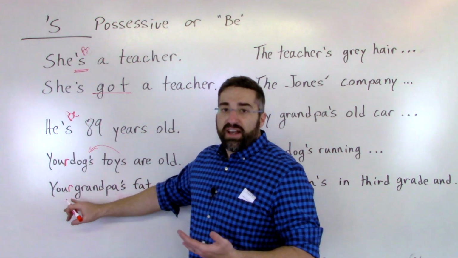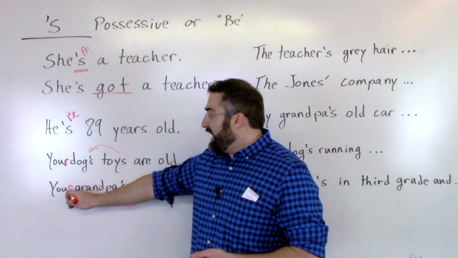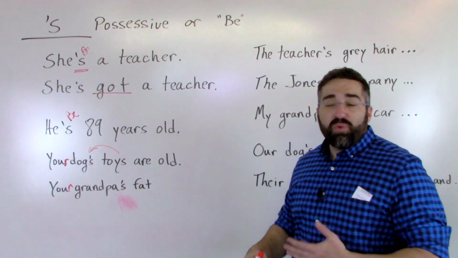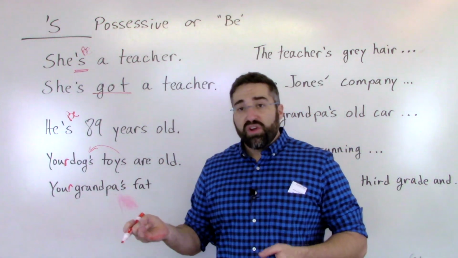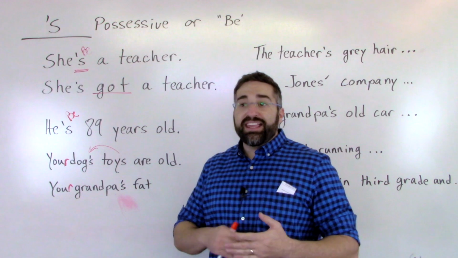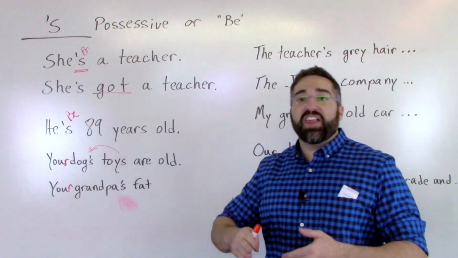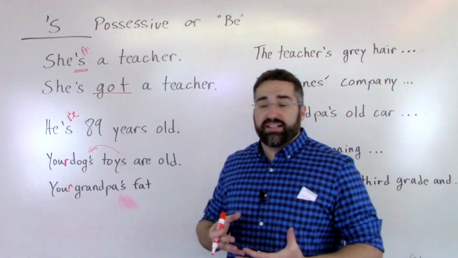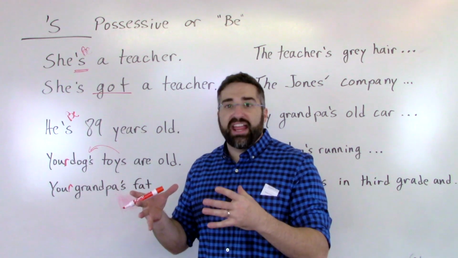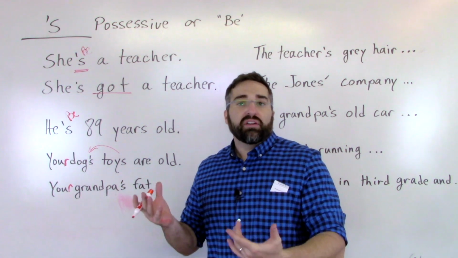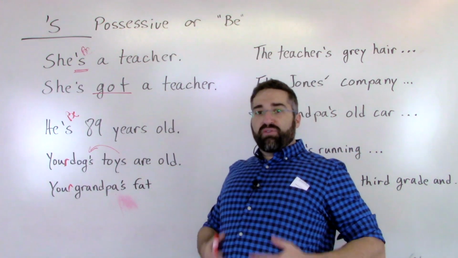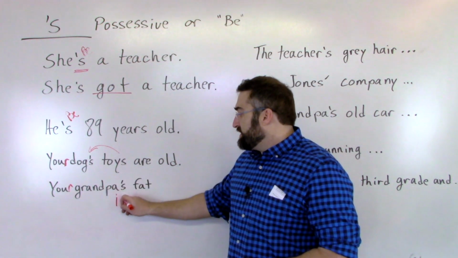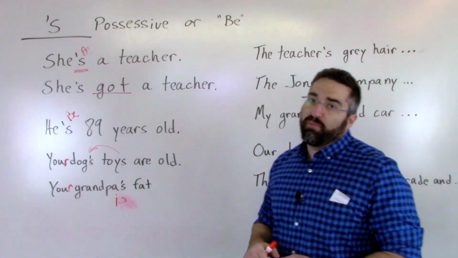So let's look at this one now here. Your, again, I made a mistake. I have to add my R there. Your grandpa's fat. Are we talking about what grandpa owns or what grandpa is? Is he fat or does he have fat? Now, if he has fat, that literally means that he has, like in his hands, fat. That's not normal, okay? We don't think of that normally. Normally we think of big old fat grandpa. So in this case, we are talking about your grandpa is fat, so it's a form of be.